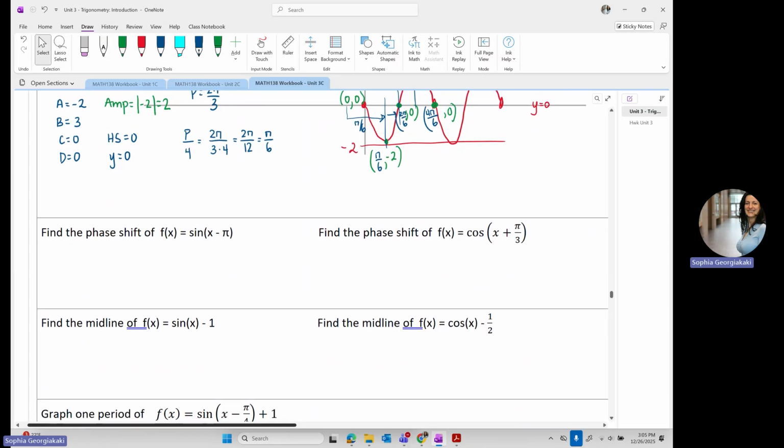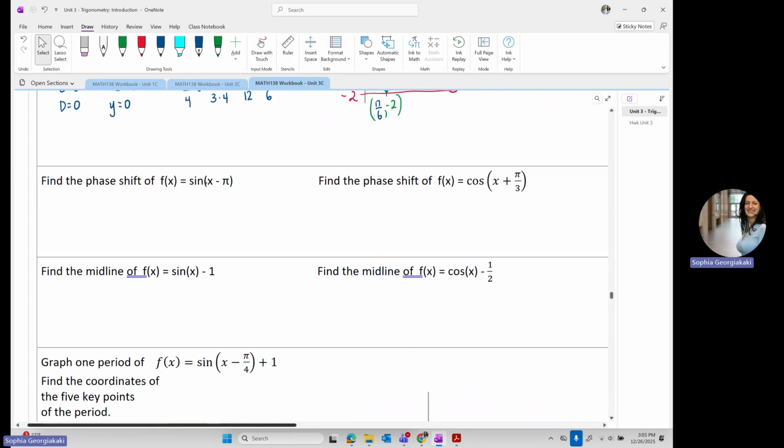Now, let's find the horizontal shift for this one. It's also called the phase shift. My b is equal to 1. This is minus c. Minus c is negative pi, so c is equal to pi. Therefore, the phase shift or horizontal shift will be c divided by b, which is pi. So my graph is not going to start at x equal to 0. It will start at x equal to pi.